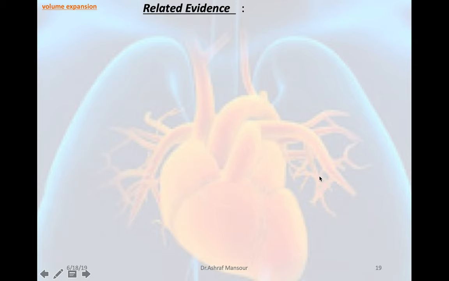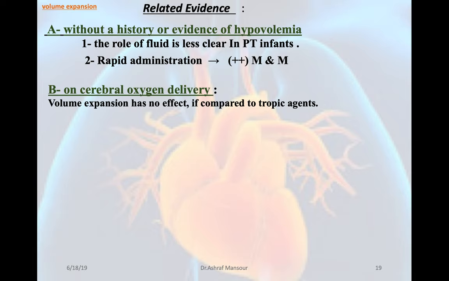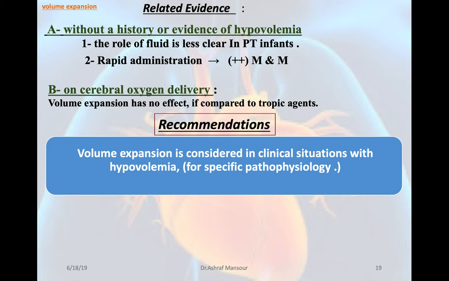So, related evidence, especially in preterm without a history or evidence of hypovolemia, the role of fluid is less clear in preterm babies, number one. Number two, rapid administration will increase the morbidity and the mortality. Again, on the cerebral oxygen delivery, volume expansion has no effect compared with inotropic agents, so don't use more than 3 times of IV fluid, and don't waste time waiting, because the inotropic action will be better. So this is the recommendation.